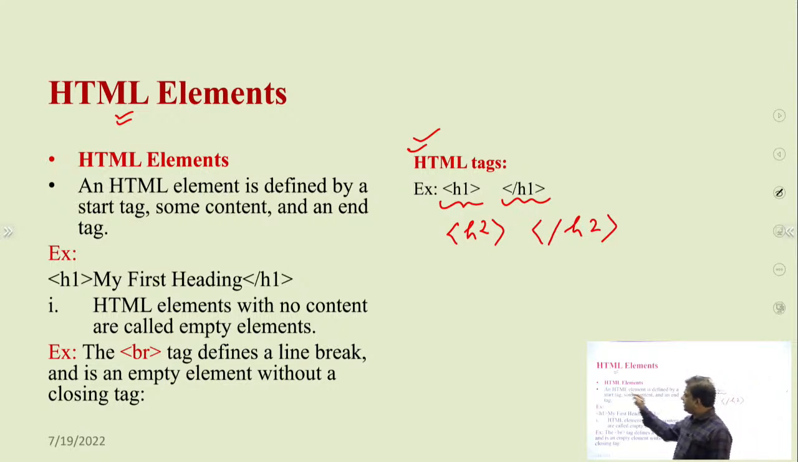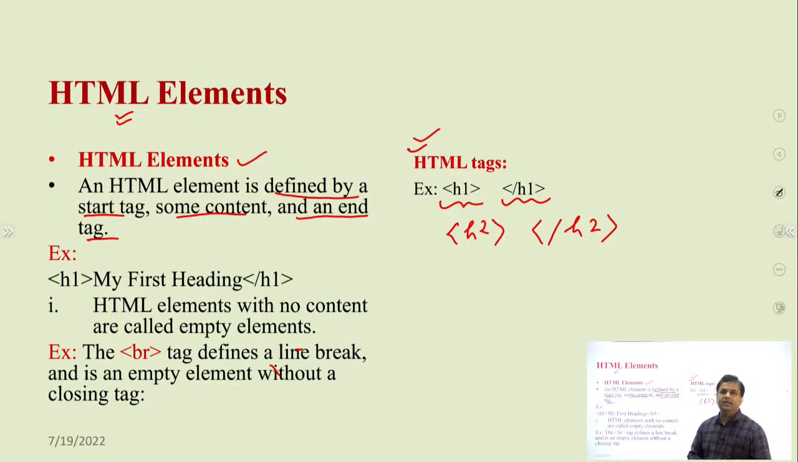The second word that we generally use is HTML elements, in comparison to HTML tags. What is an HTML element? An HTML element is defined by the start tag, some content, and the end tag. If we have all these three things, then we call it an HTML element.